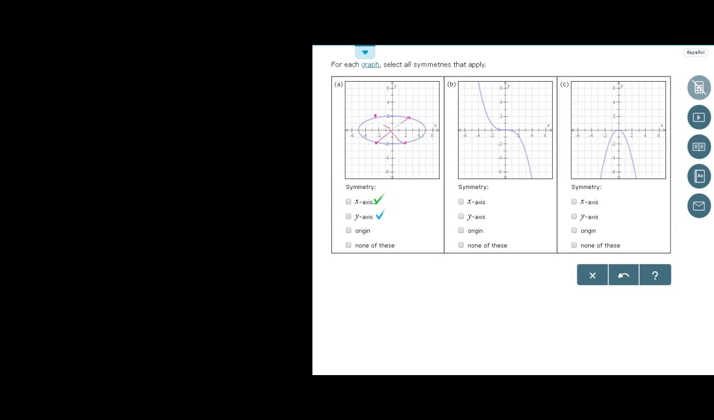But you can also pass diagonal lines through the origin to see that every point has an image across the origin. So it is symmetric with respect to the origin.